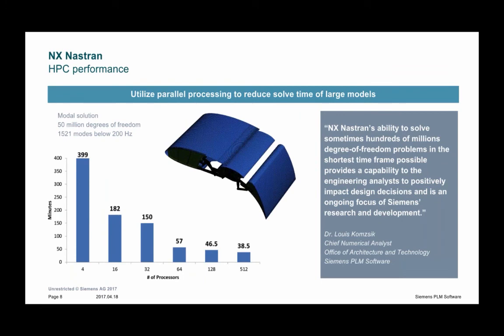So why is HPC important? If you look at this NX Nastran model here, we have a 50 million degree of freedom analysis of this wing model. What you see is the more processes you use, the shorter your turnaround time is going to get. So here specifically, if you run on 4 cores, it's going to take about 400 minutes. And if you run on 500 cores, it's going to take 10 times less, which is 40 minutes. So it's incredibly beneficial for you to try to leverage the power of HPC to reduce the turnaround time of your simulation results.